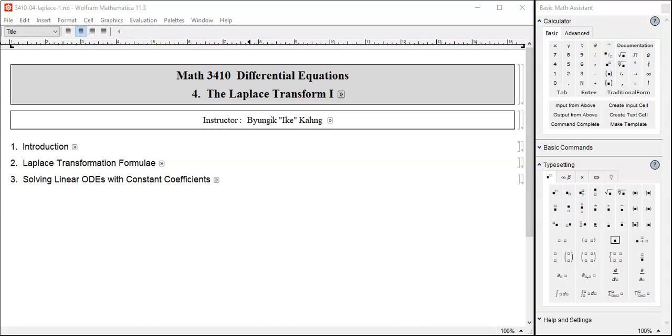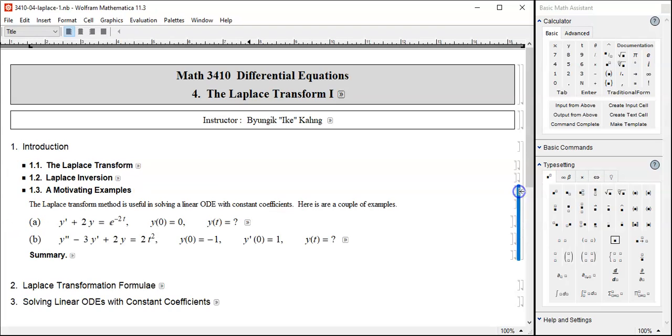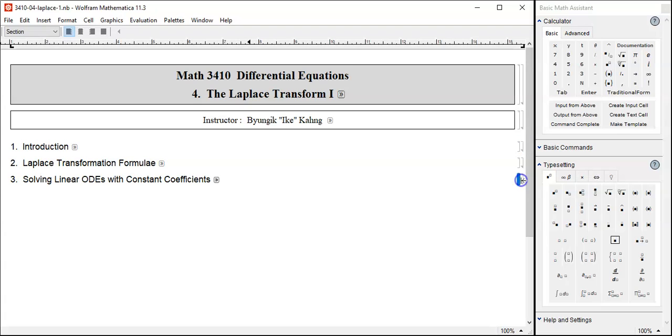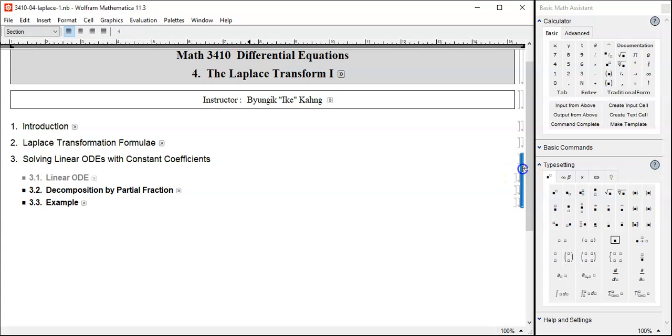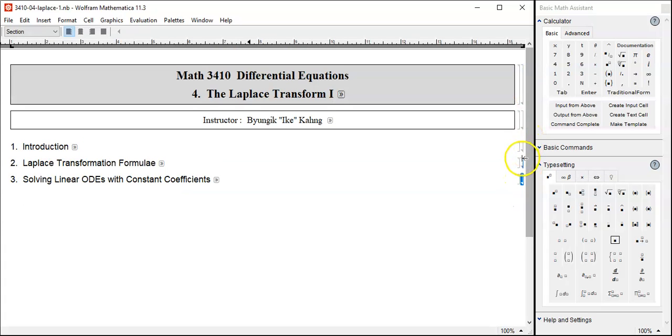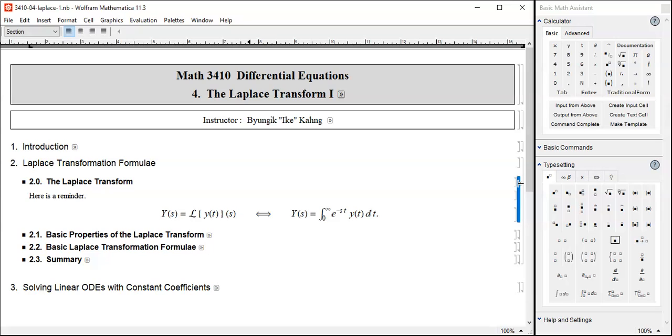Hello students, welcome back. Previously, we went through the definition of the Laplace transform, Laplace inversion, and a bunch of examples, starting from the motivating examples and then the real examples. We spent quite a bit of time going through examples. However, we hardly spent any time proving anything, as a matter of fact, even though we had to use those Laplace transformation formulas for all those example problems. That's a glaring hole that we'll have to fill in.